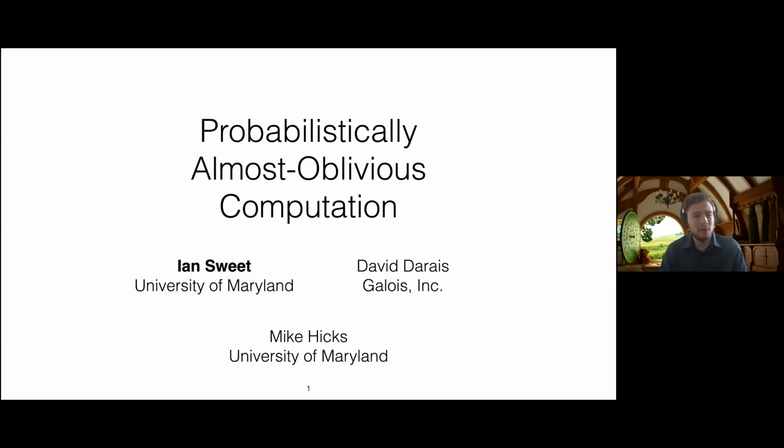Right, so my name's Ian Sweet. I'm going to be talking about our short paper called Probabilistically Almost-Oblivious Computation. This is joint work with my advisor, Mike Hicks at the University of Maryland and David Darais at Galois.